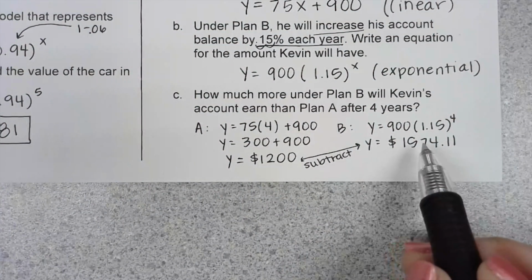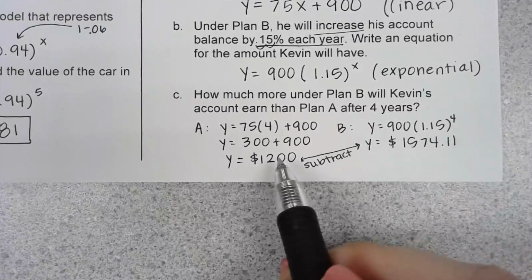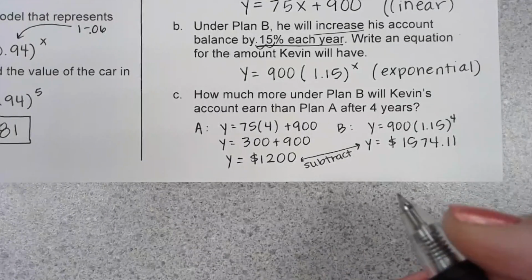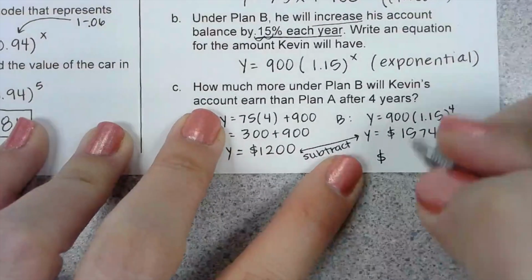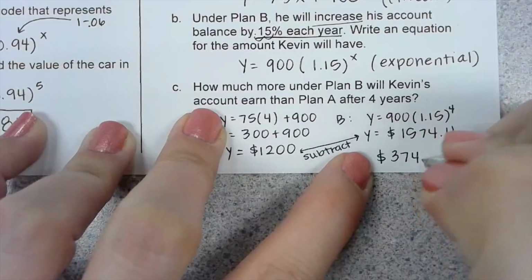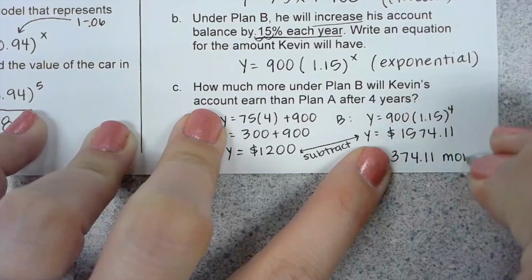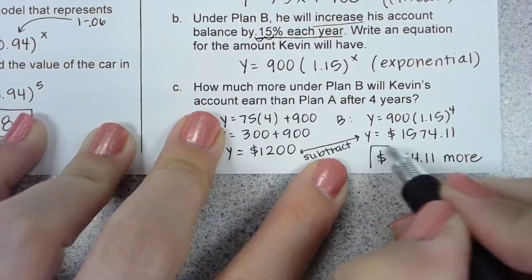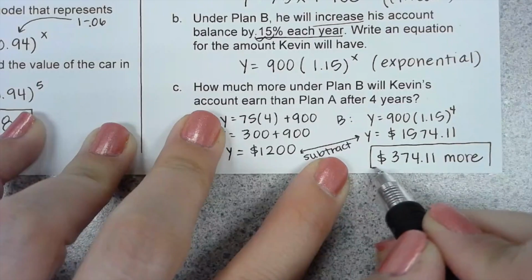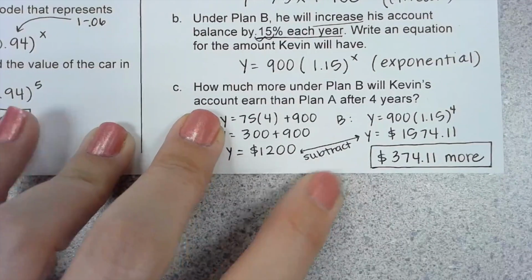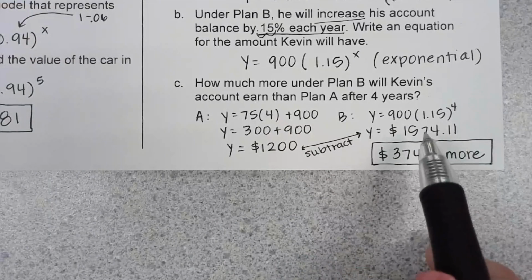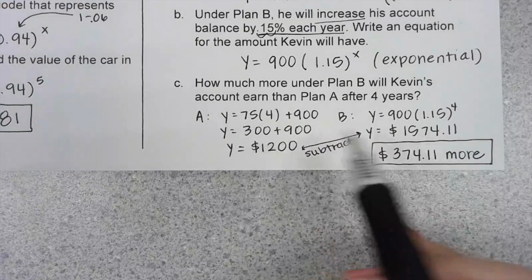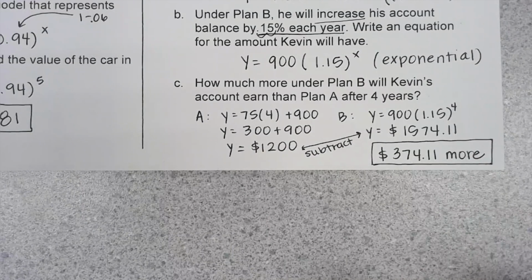So $1,574.11, take away the smaller value, take away 1,200. If you subtract those two values, he's going to have $374.11 more under plan B than plan A after the 4 years of him collecting money based on these two different amounts. So to find the answer to the question here, you take the bigger answer, you minus the smaller answer, and so your answer for this question should be positive since you're trying to figure out a difference.